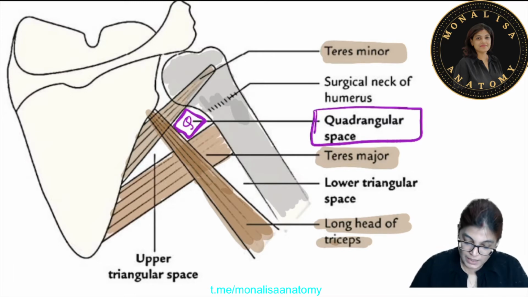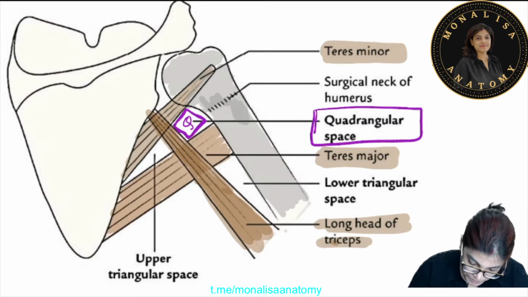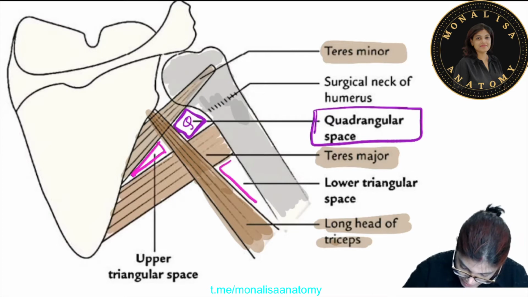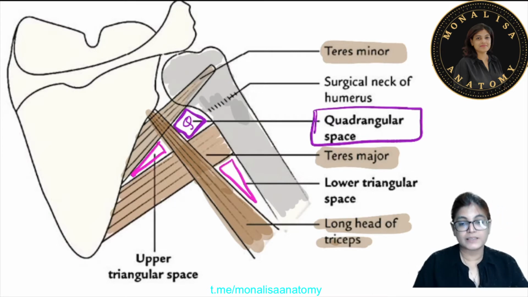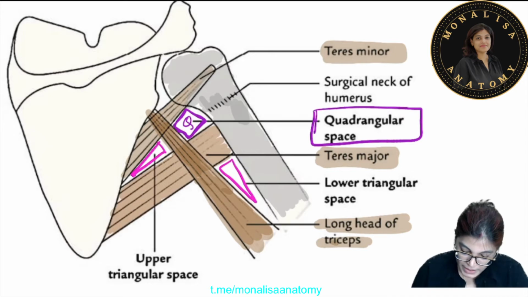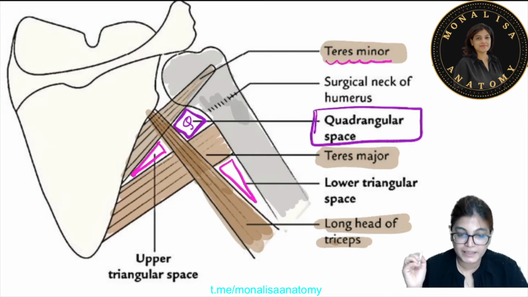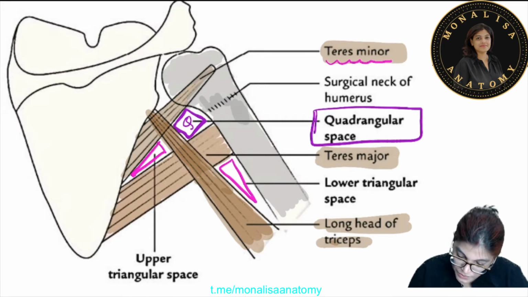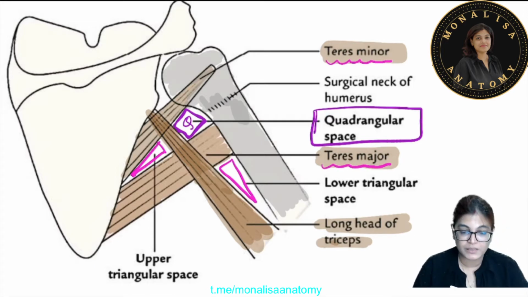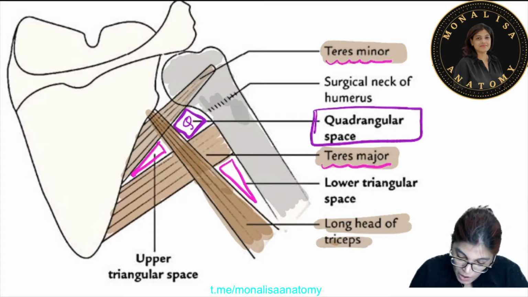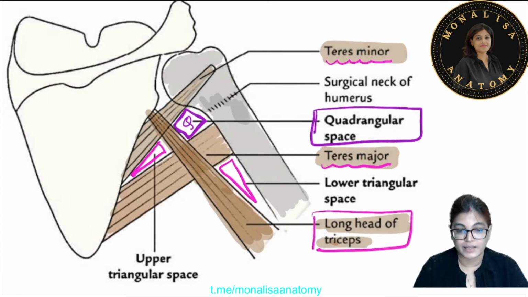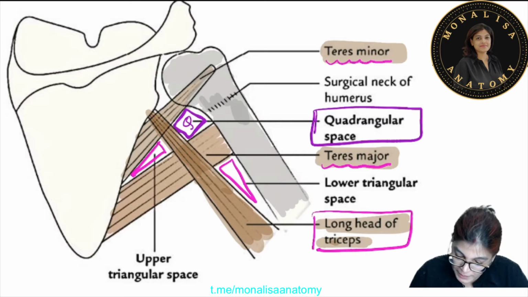Now discussing the other two spaces, one is the upper triangular space and the other is the lower triangular space. Firstly, the upper triangular space is bounded superiorly again by teres minor muscle, inferiorly by teres major muscle, and laterally by the long head of triceps. Okay, now coming to the description of the lower triangular space boundary.